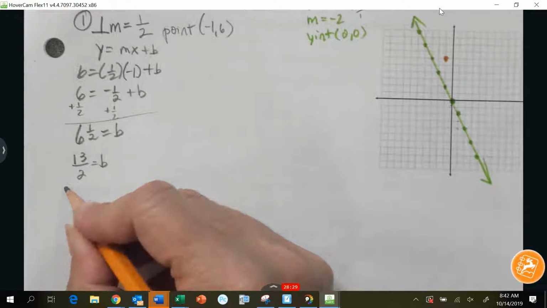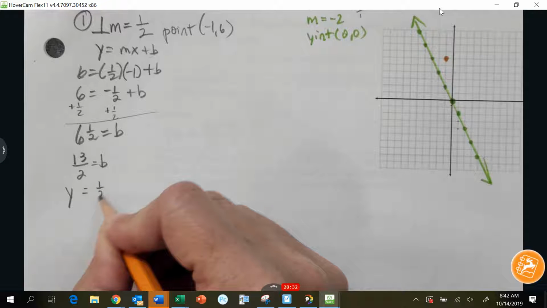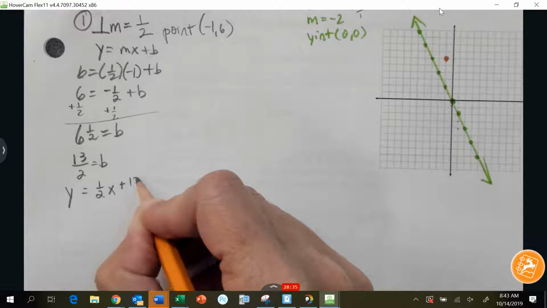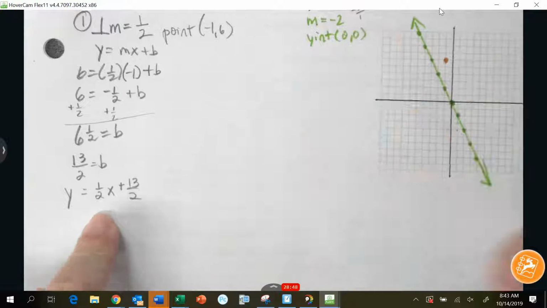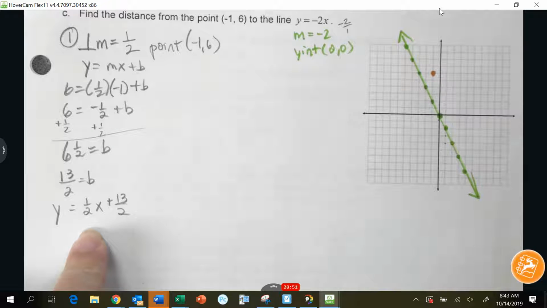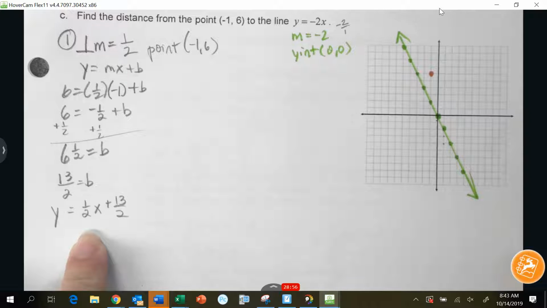And then we need to write the equation. Y equals 1/2 x plus 13/2. Okay, so I did my first step: write the equation. Stephen, do you know what I need to do after I have this new equation? Solve the system. That's perfect.